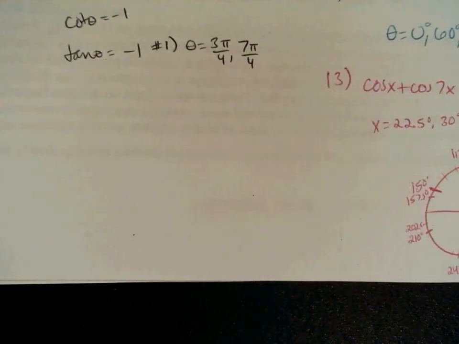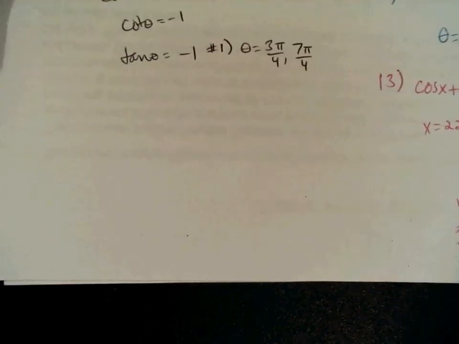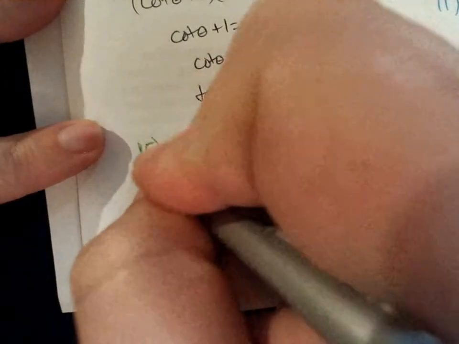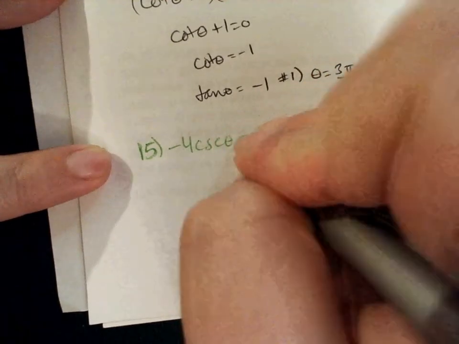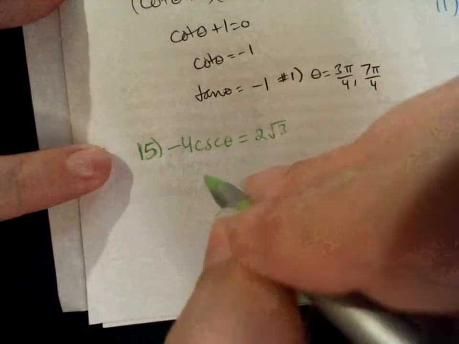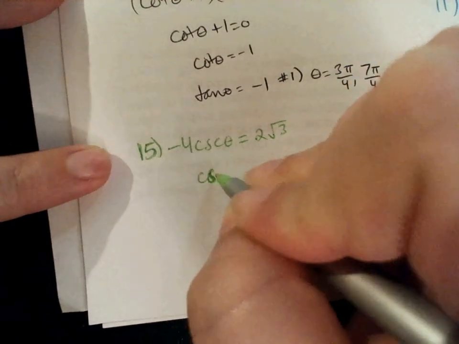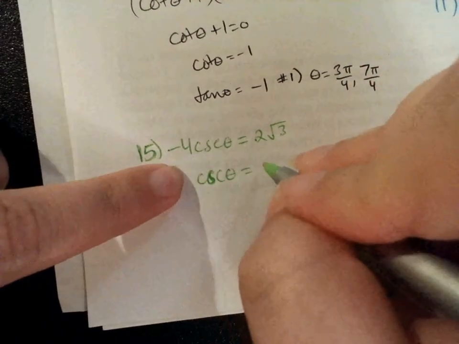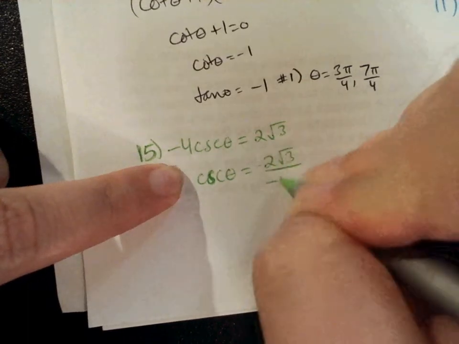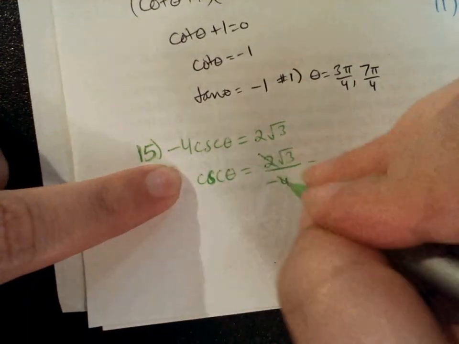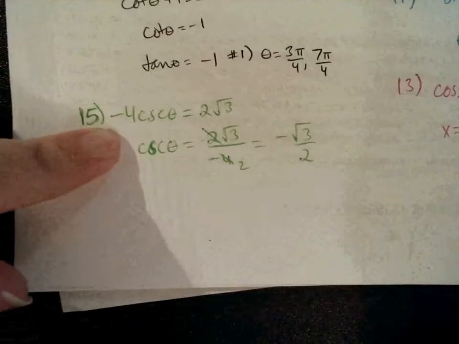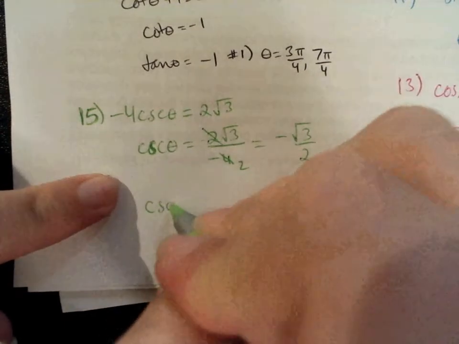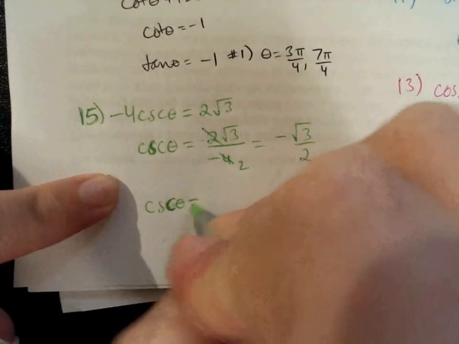Okay. Let's do, I think I've got room for number 15 on here, and then I'll do another video, okay? So, number 15 says -4 cosecant theta equals 2 square roots of 3. So I'm going to solve for cosecant theta, and I'm going to divide by -4. So 2 square roots of 3 divided by -4. That simplifies to the 2 and the 4 simplify down to 1/2, and then I'm going to bring the negative up, negative square root of 3 over 2, right?